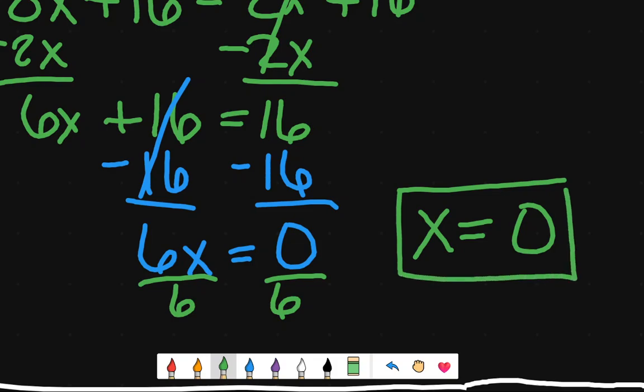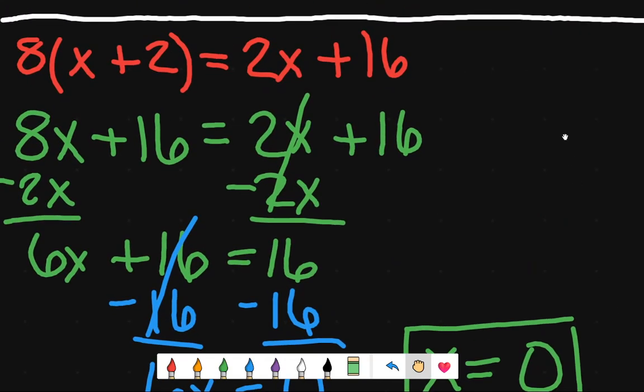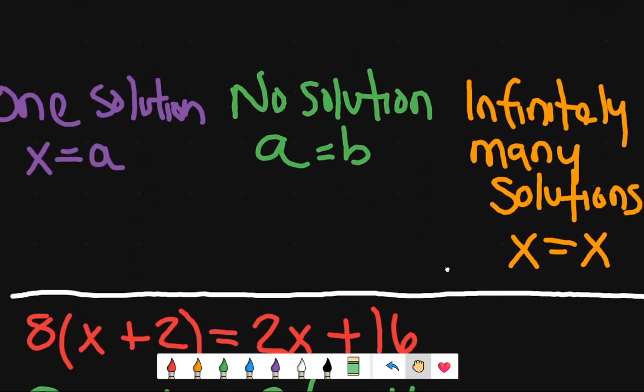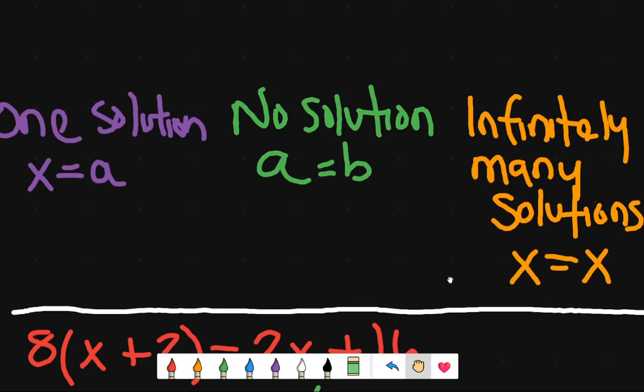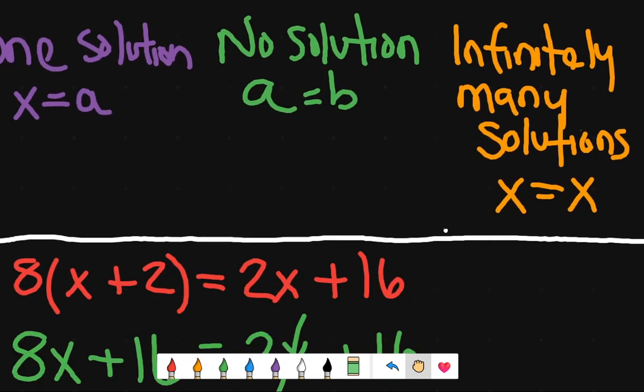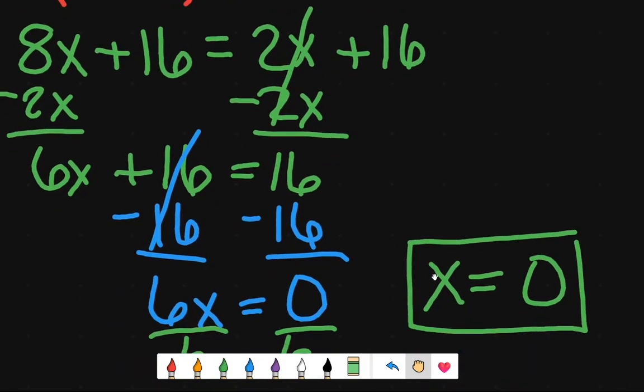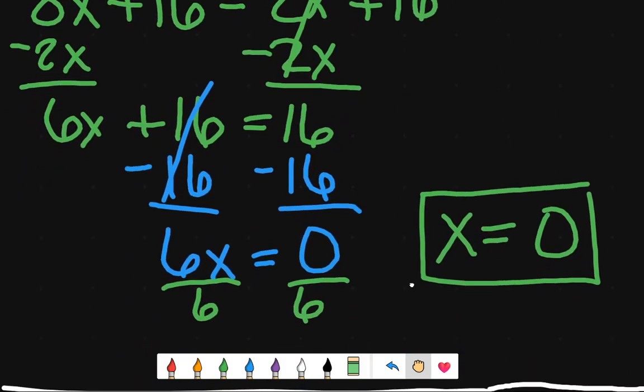So if x is equal to 0, then we can go back and see if this is no solution, one solution, or infinitely many solutions. And if we see x is equal to a number, this is a one solution equation. Okay, x is equal to 0.